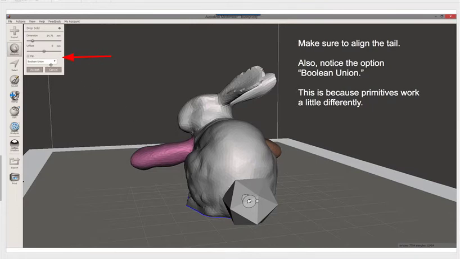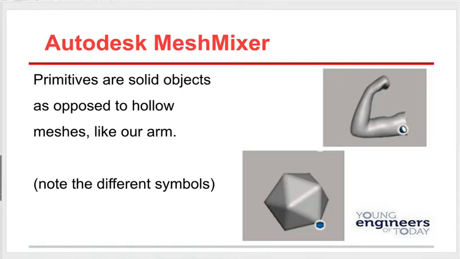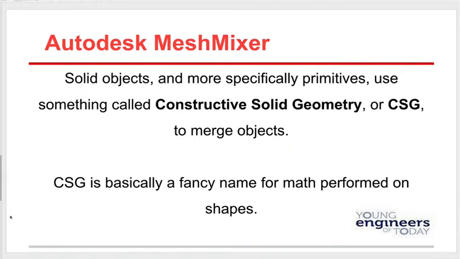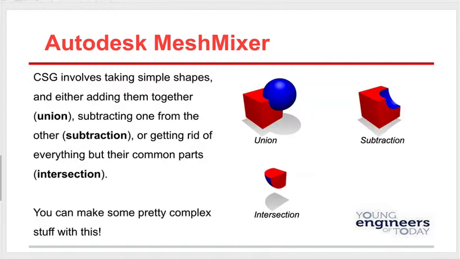And then you have Boolean union, which is a little bit different than past. The arms in this thing are all hollow objects. Those primitives tend to be solid objects, and they use a little bit different geometry than the fancy ones. So that's why we have that fault. These thick ones take simple shapes and either add them, union, or subtract them. Union makes two into one, subtraction pulls it off, intersection, and you can make some complex stuff.